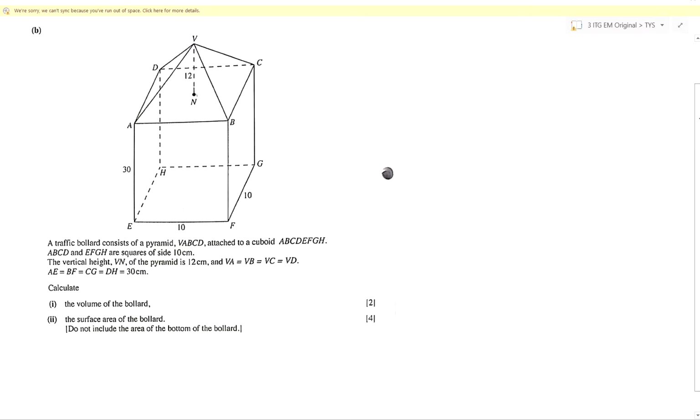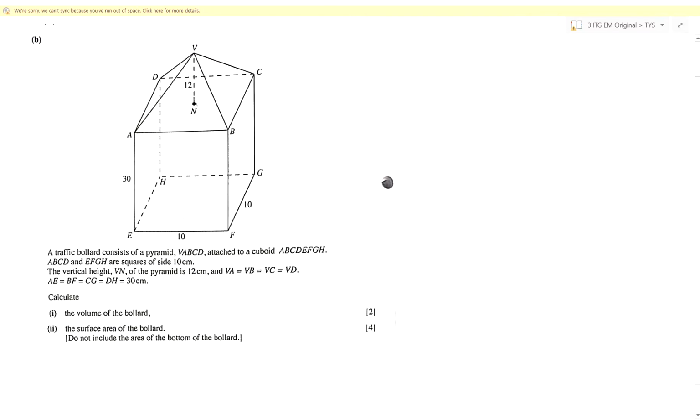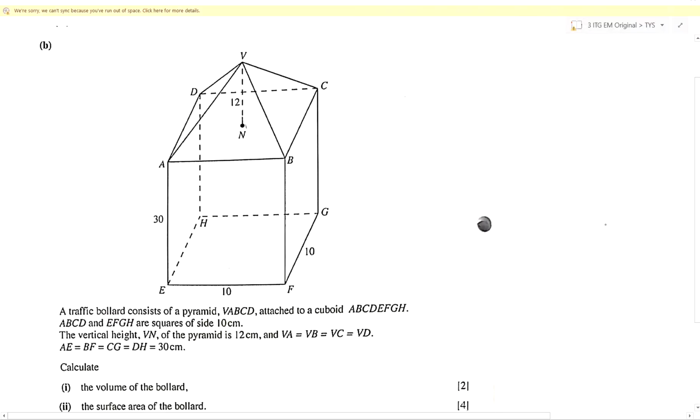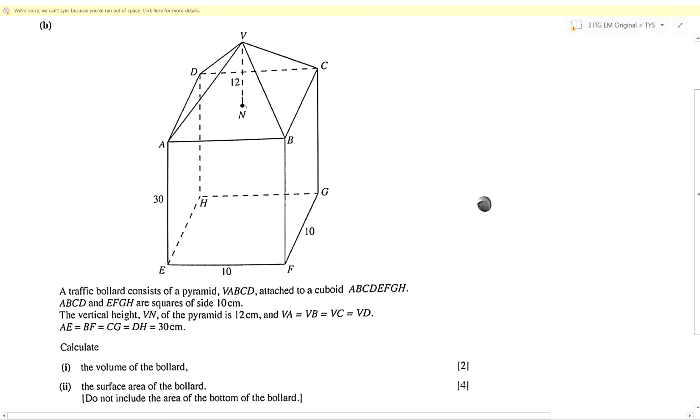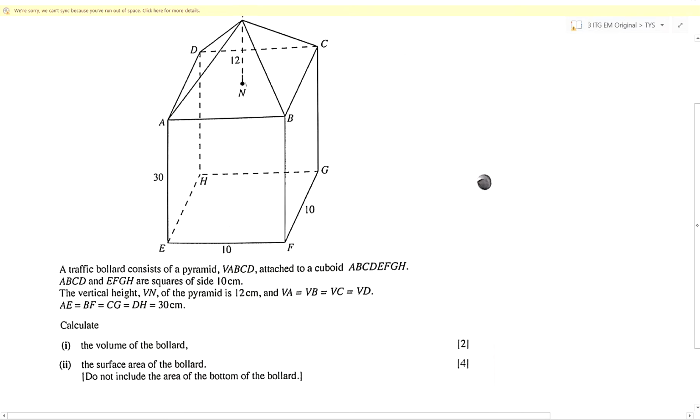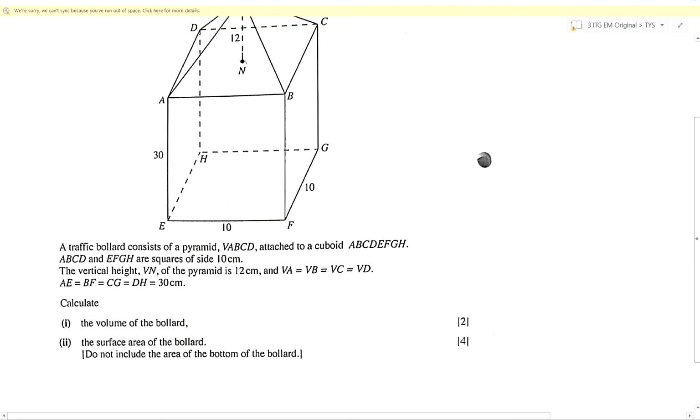Next, 8b. Stop me if you have any questions or if you need any clarifications. Okay, so we have a diagram over here made up of a square pyramid and a cuboid. Find the volume. I don't think you will have a problem.